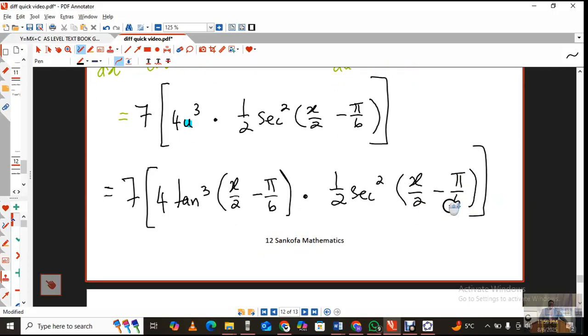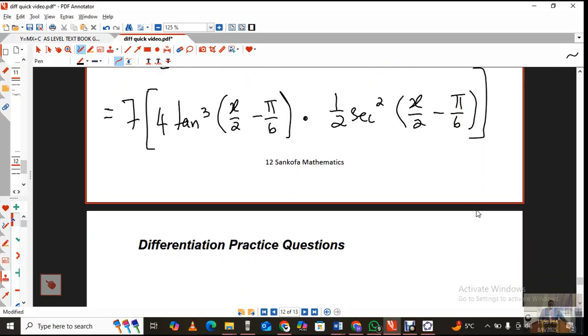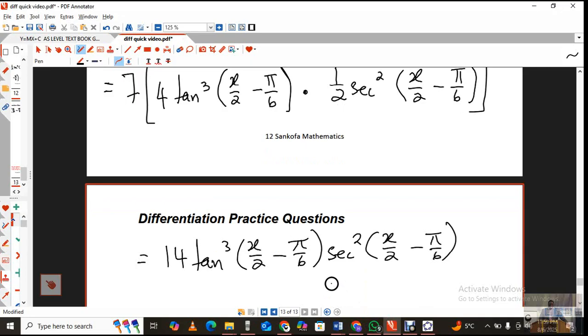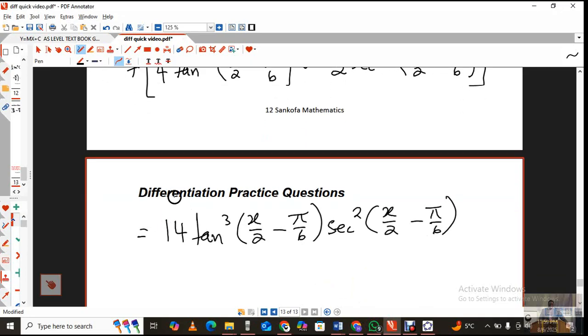Right, let's take care of the numbers, so to speak, because this is straight up multiplication. 7 times a half of 4 is 2, 7 times 2 is 14. Very good. Then we have got 14 tan cubed of x over 2 minus pi over 6, sec square x over 2 minus pi over 6. There we have our derivative. This is dy dx.